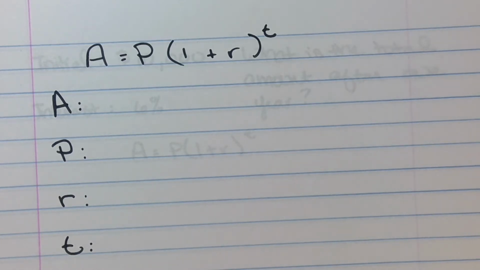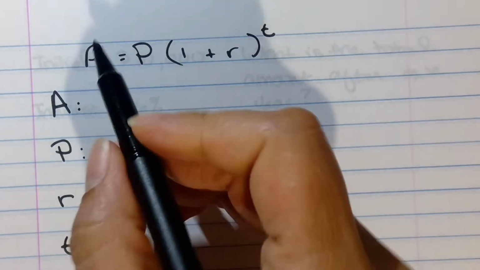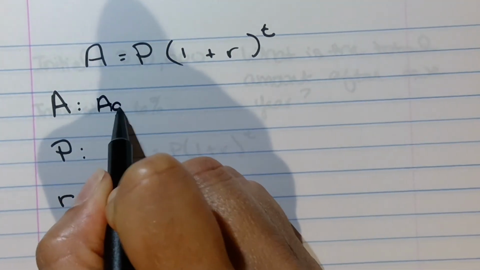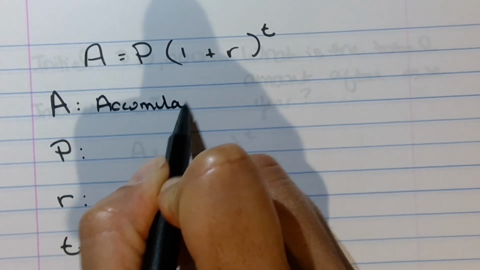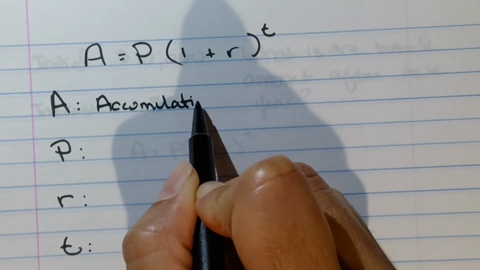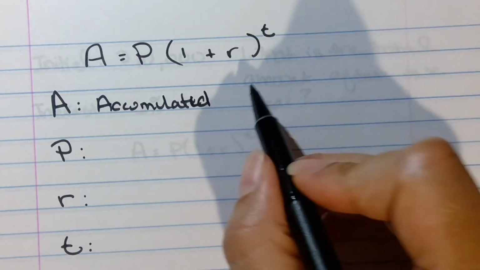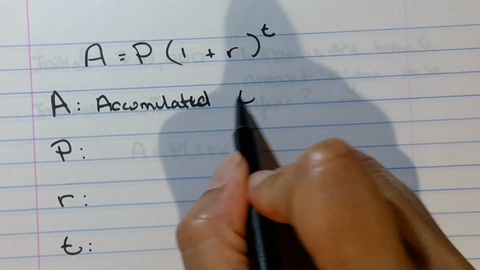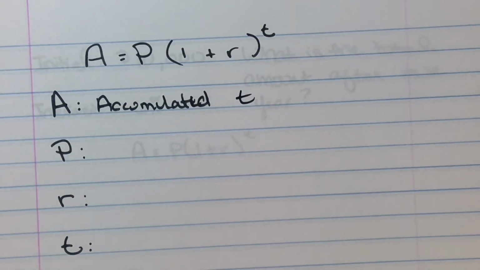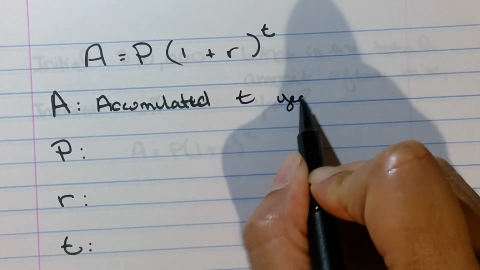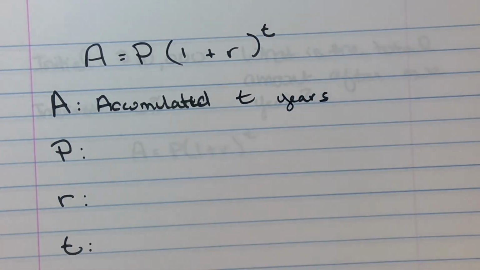So A stands for the accumulated amount, or the amount after a certain number of years. And we'll use T to stand for the amount of time in years. So that's normally the amount that we're questioning, the amount that we want to find.